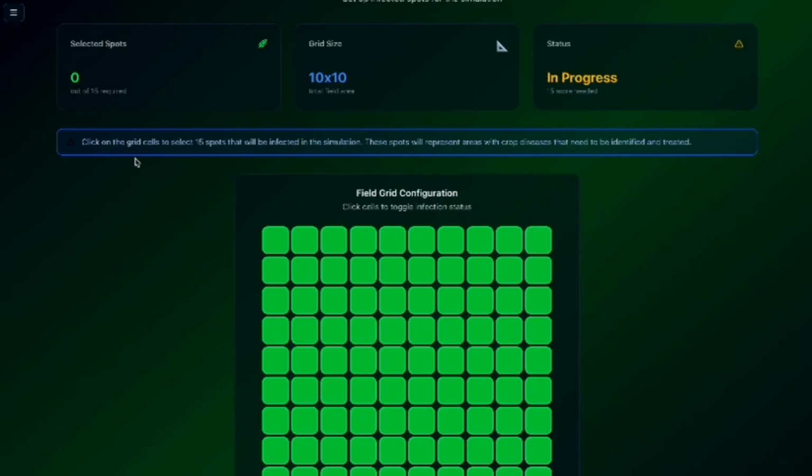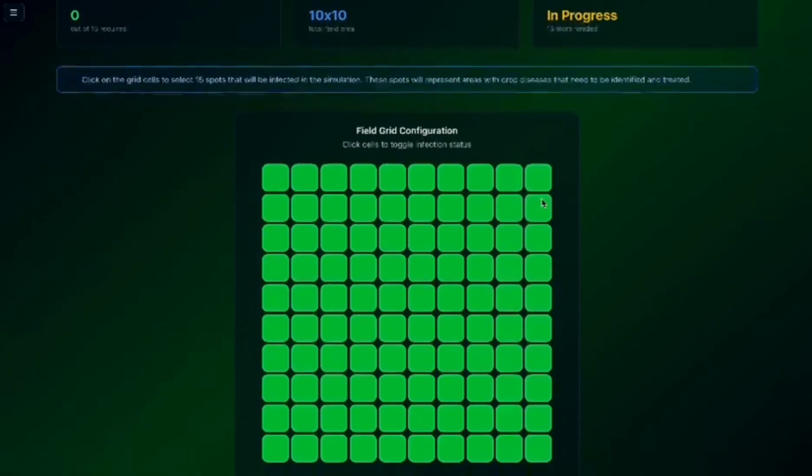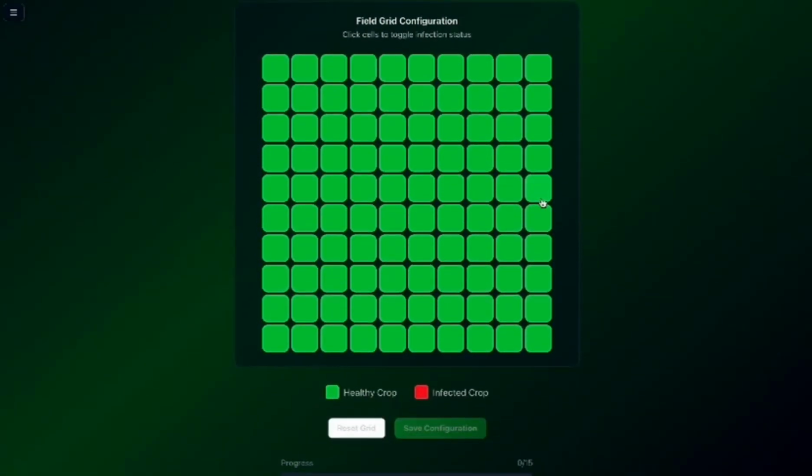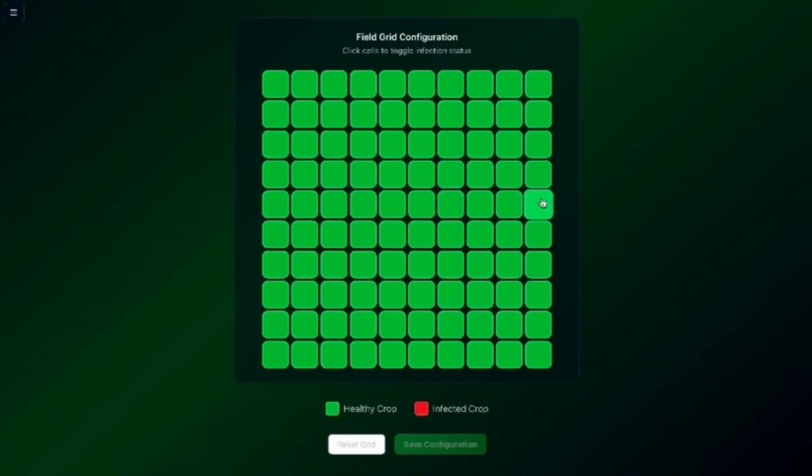As we can see in the prompt here, click on the grid cells to select 15 spots that will be infected in the simulation. These spots represent areas with crop diseases that need to be identified and treated. We request our jury members to pick 15 slots randomly from this 100-slot grid, so that the picked 15 slots are identified as infected places and the remaining 85 slots are healthy crops.